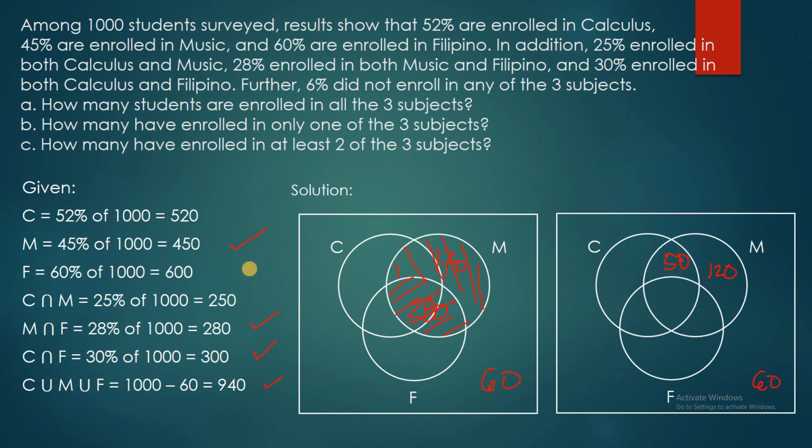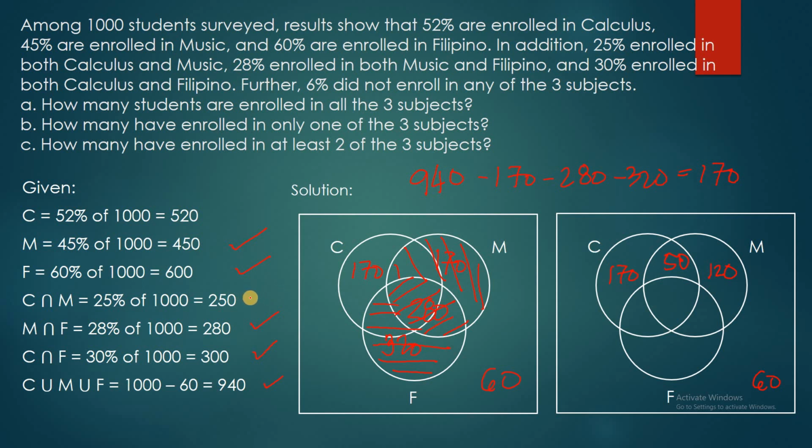And for set F, I have a total of 600. However, I already have a value of 280, so I just need another 320 to complete the whole set F, which is 600. So let me shade that part. There you go. So I am now left with this unshaded part here. Now again, the union of all three sets is 940. I now subtract 320, 280, and 170, and that should give me 170. So this is 170, and this is 170.